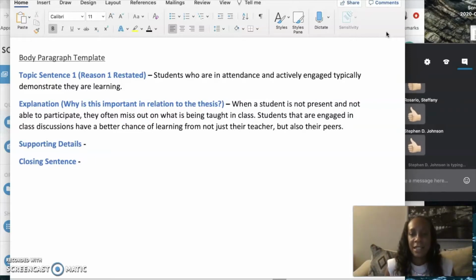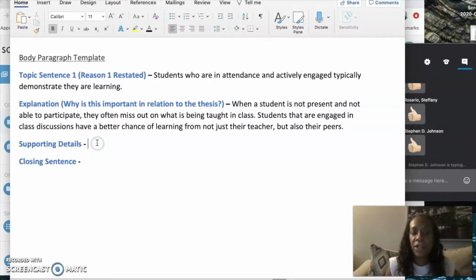Students who are in attendance and actively engaged typically demonstrate they are learning. When a student is not present and not able to participate, they often miss out on what is being taught in class. Students that are engaged in class discussions have a better chance of learning from not just their teacher, but also their peers. So now we're moving into the supporting details.